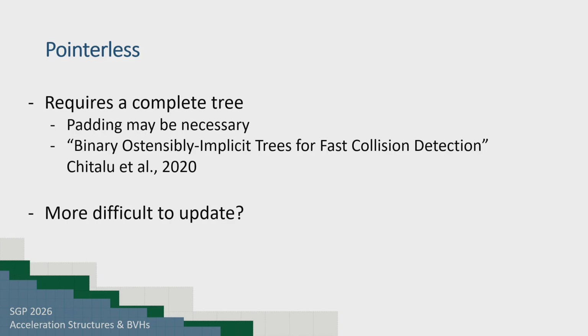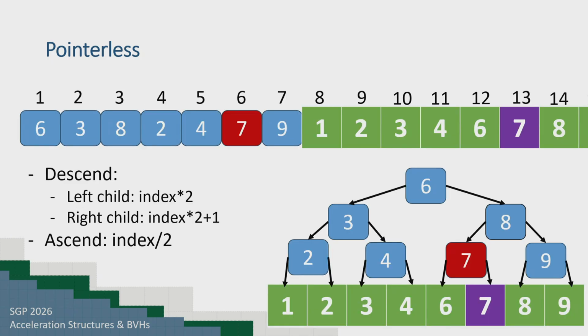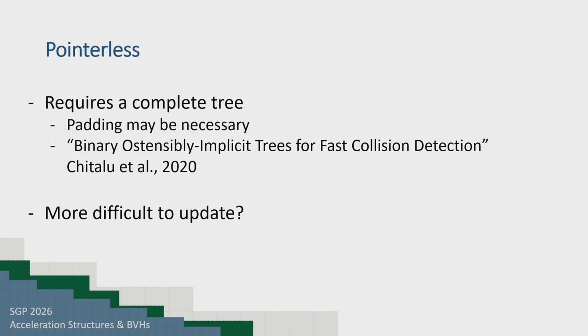Now, this is nice. We didn't have to store any pointers in this, but it has a few disadvantages. So it does require a complete tree, which means if you have an uneven amount of elements, like this is very nice. This was 8 elements here. If I had one more element over here, you can see that it would kind of require another root node and add a whole thing over here. So you might need some padding to do this, or that's at least the easiest way.